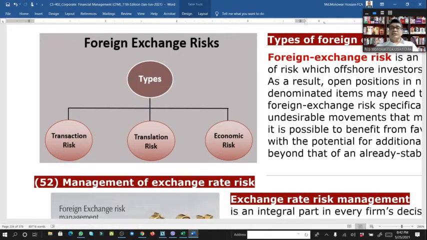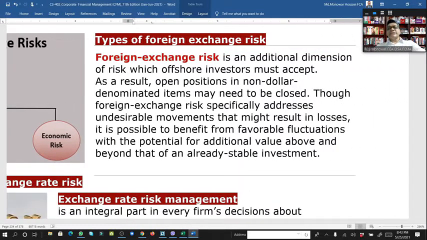For example, in January, 60 Bangladeshi taka equals 1 Singapore dollar, and in December, if 65 Bangladeshi taka equals 1 Singapore dollar, then here in the conversion, look, just 5 Bangladeshi taka is lost within the year. So this is the translation risk, the conversion of one currency to another currency, and another is economic risk. So foreign exchange risk is an additional dimension of risk which an offshore investor must accept.